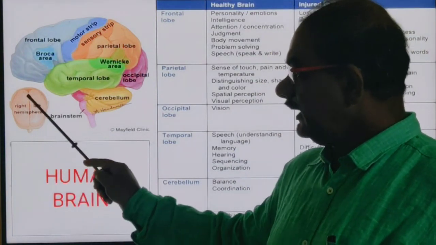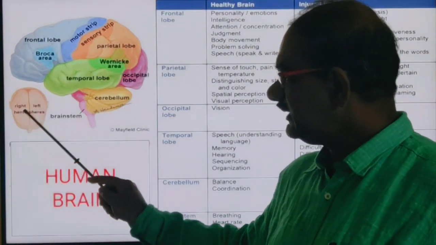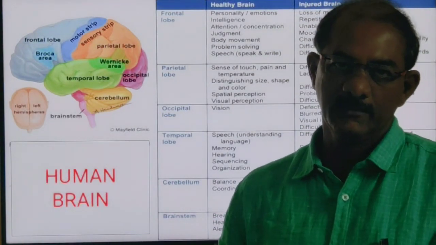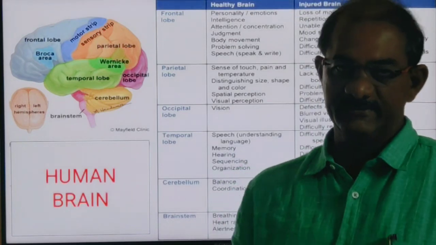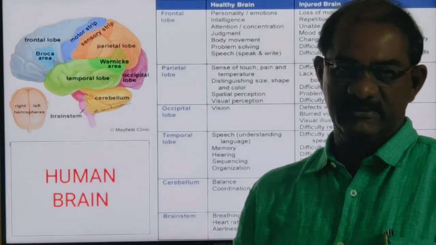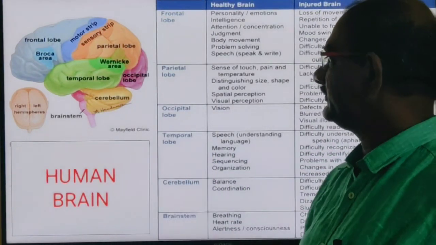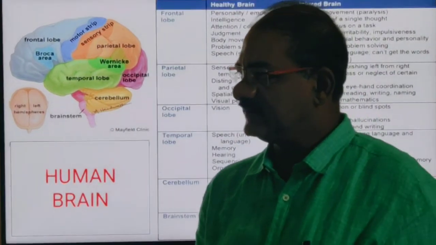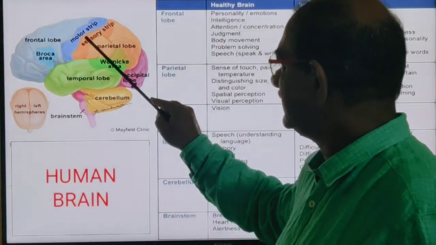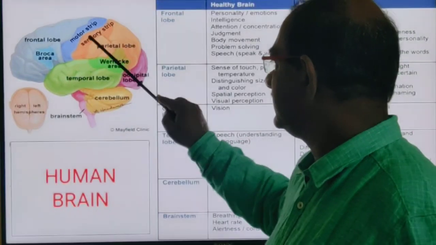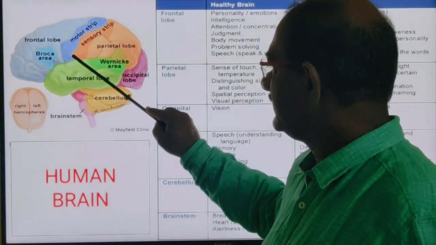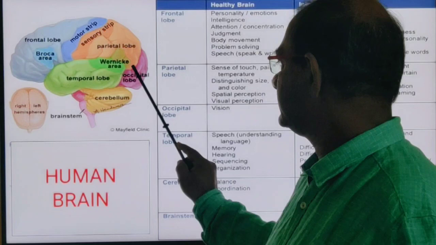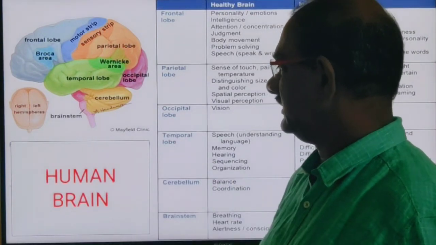Then the right cerebral hemisphere is again divided into 4 different parts due to the sulci, ridges, and furrows. There are 3 types of sulcus present. One is the central sulcus. Another is the lateral sulcus.